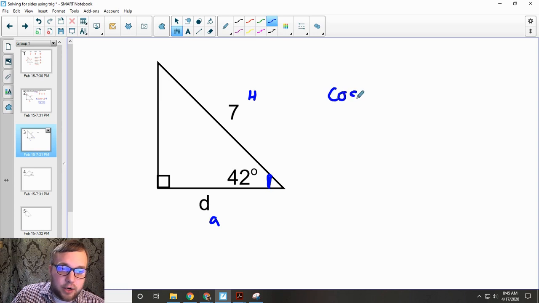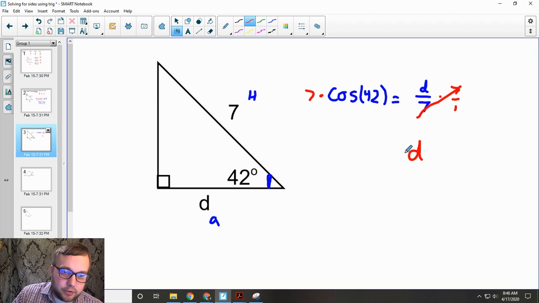It's your cosine. So I know that the cosine of 42 degrees, right? The cosine of 42 is equal to A, which is D, over 7, right? Because cosine is adjacent over hypotenuse. All right, so then if I want to solve for D, I need to multiply by 7. And I need to multiply here by 7. So that cancels out, and I'm left with D equals.